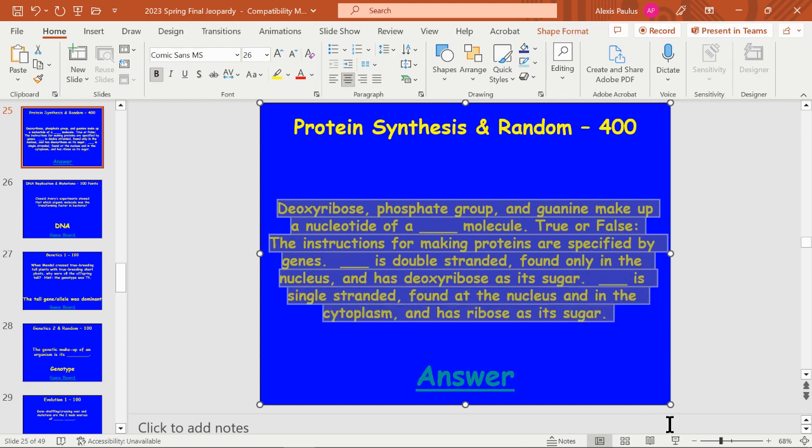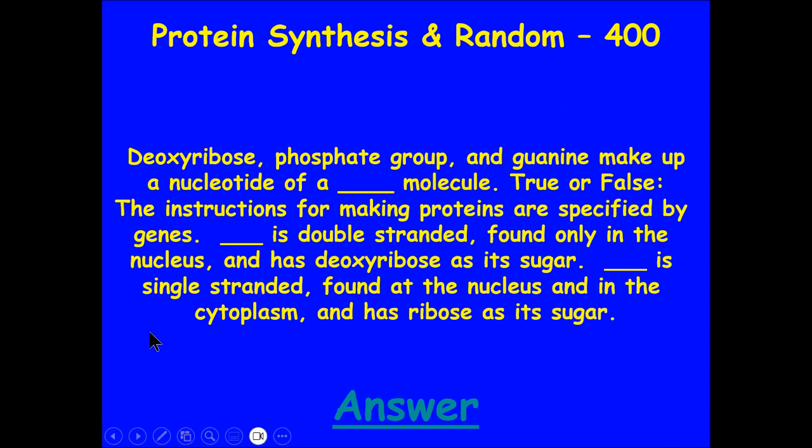All right, sorry about that interruption. The instructions for making proteins are specified by genes. Blank is double-stranded, found only in the nucleus, and has deoxyribose as its sugar. Blank is single-stranded, found at the nucleus and in the cytoplasm, and has ribose as its sugar.